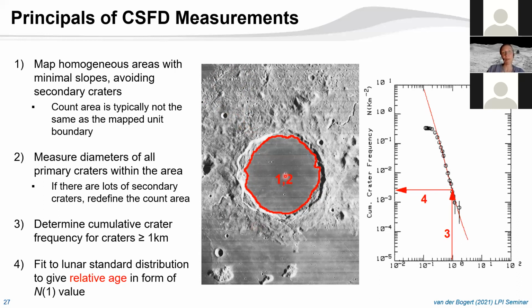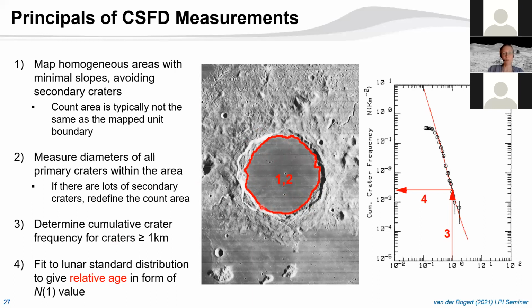Okay, so you're going to measure the diameters of all the primary craters in the area. And here, sometimes from students, I get a question, well, what about the secondary craters? Do I measure them or do I leave them out? Well, if you have a lot of secondary craters in your area, you need to redefine your area because you want to avoid them. So that basically you want to minimize any errors from the geology and from secondary craters before you even derive a CSFD.